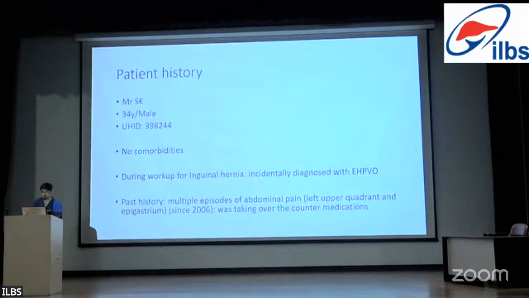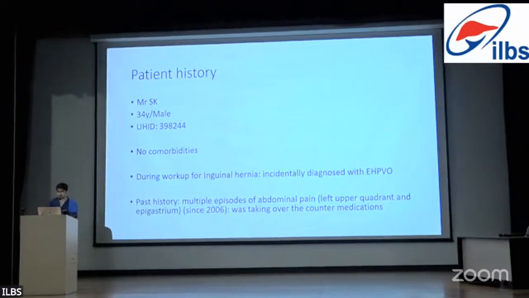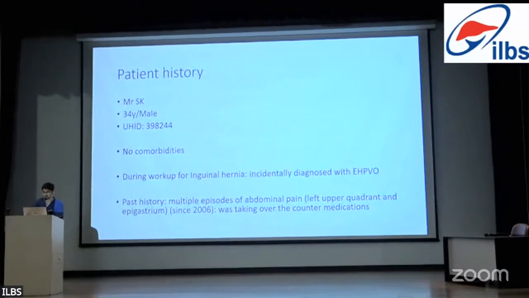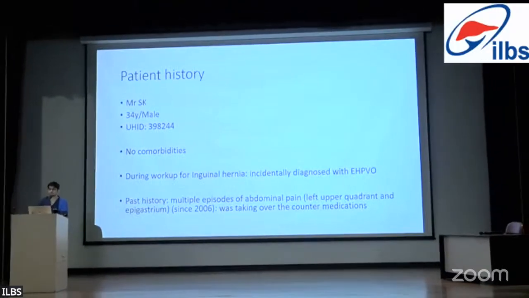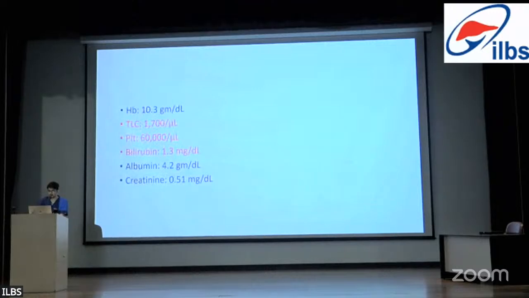So the patient is a 34-year-old male who had no comorbidities, and during workup for inguinal hernia, the patient was incidentally diagnosed with EHPV. There were multiple episodes of abdominal pain since 2006, for which the patient was taking over-the-counter medications. At the current presentation, the platelets were a bit low, 60,000, TLC was 1.7, and bilirubin was elevated at 1.3.